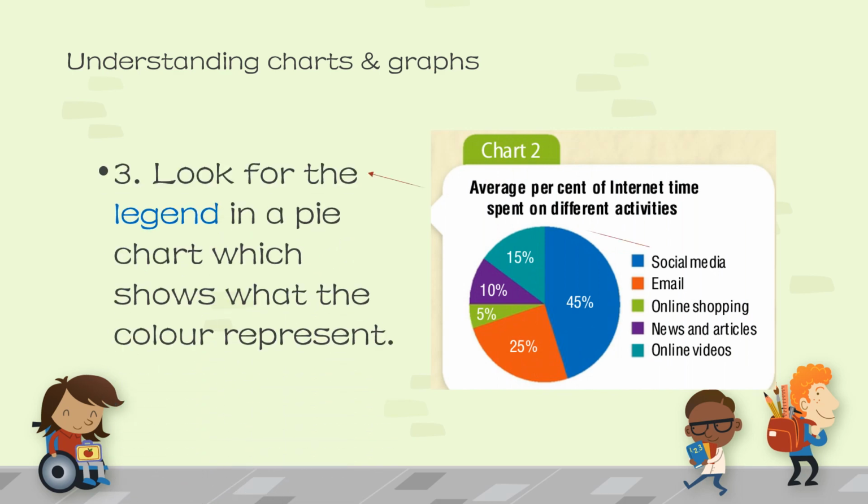Next, we have to look for the legend in a pie chart, which shows what the color represents. So each color represents different items. For example, the orange color means email, the green color means online shopping, the purple one means news and articles. So for example, when the question asks, what is the average percent of internet time that people spend on email? Because we know that orange implies email, the answer is 25%.